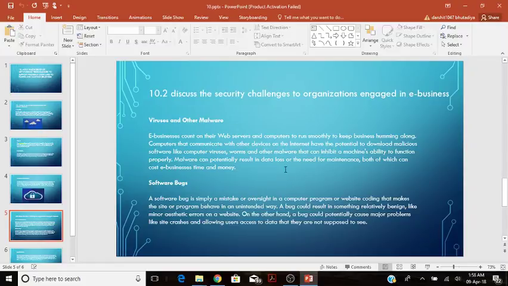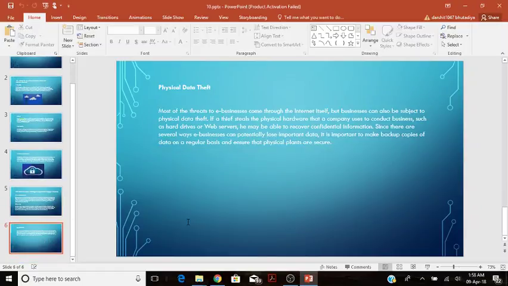It happens most of the time when something happens in the world and overnight the site becomes very famous and gets too many hits that it cannot take, then the server crashes, because it cannot handle that much traffic on the site. So that's one. And the other thing, physical data theft.